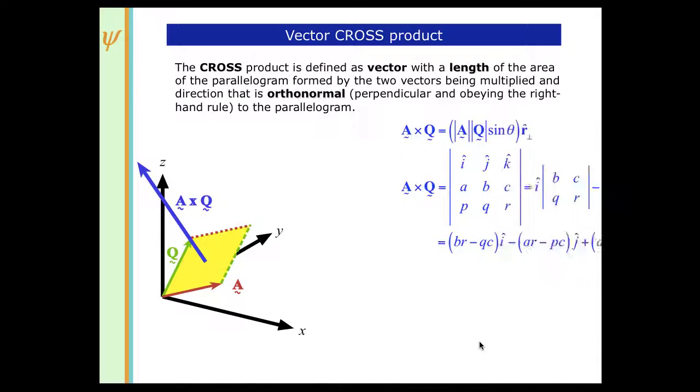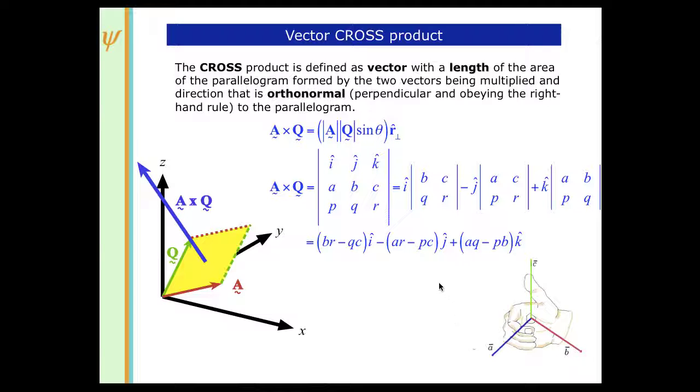Another type of vector product is the cross product or vector product, because it is not a scalar but a vector. Geometrically, the cross product is defined as a vector with length equal to the area of the parallelogram formed by the two vectors and with direction perpendicular to that parallelogram. Its direction is defined by the right-hand rule. You take your right hand, put your fingers along the first vector and then move them towards the second vector. Then your thumb will point in the direction of the cross product.